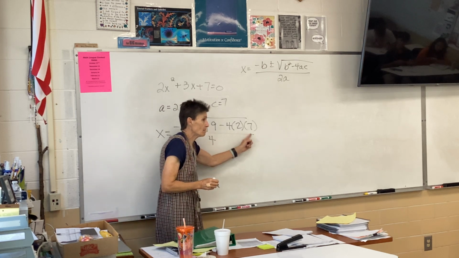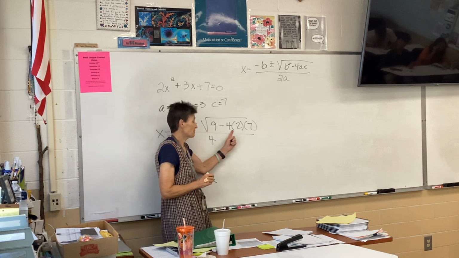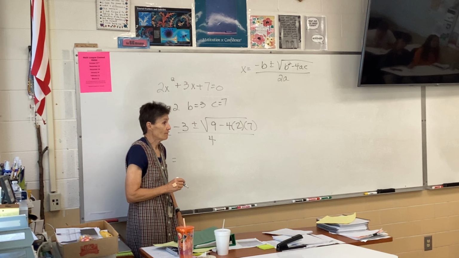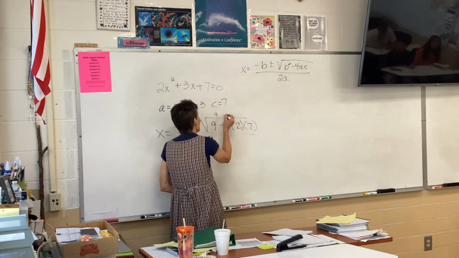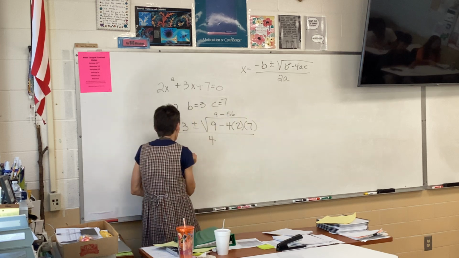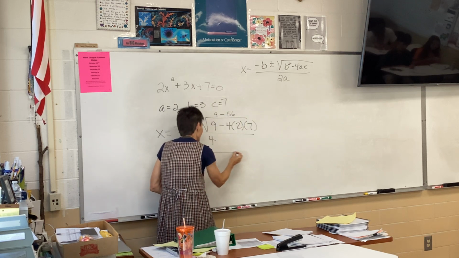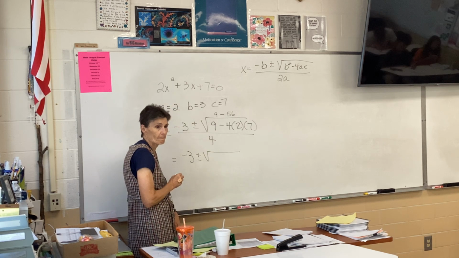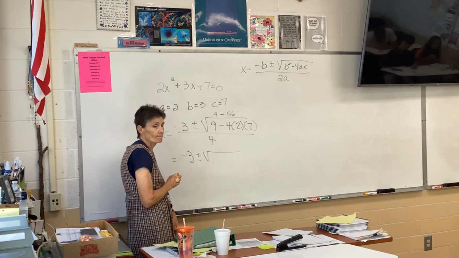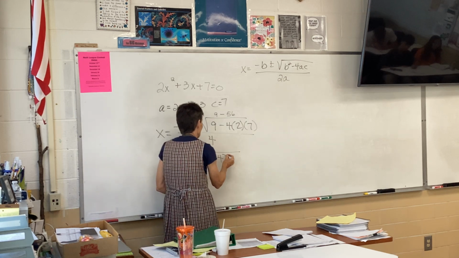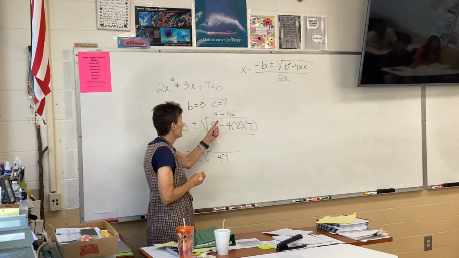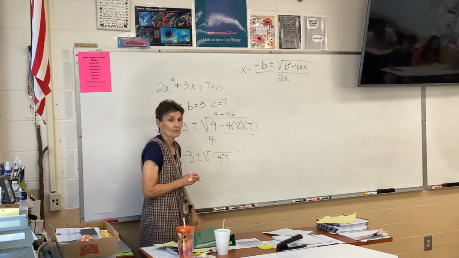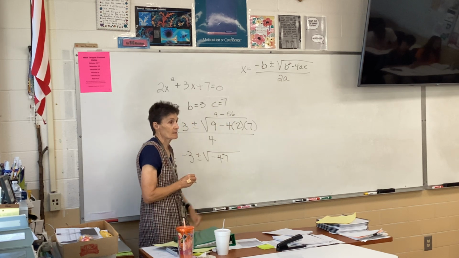All right, what's 4 times 2 times 7? 4 times 2 is 8, and 8 times 7 is 56. So we have 9 minus 56. Uh-oh. I think we're going to have a negative number under there. What's 9 minus 56? Negative 47. Negative 47. Remember from Mrs. Fields' class, this is going to be a subtraction problem, and it's big minus little. That's going to be negative because 56 is bigger.